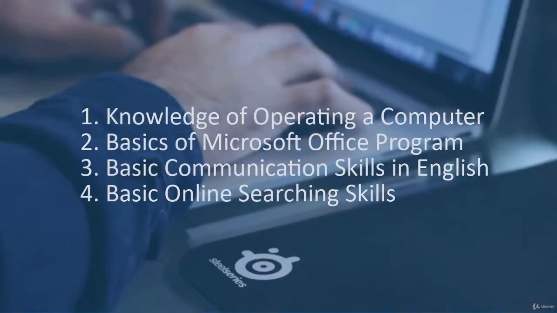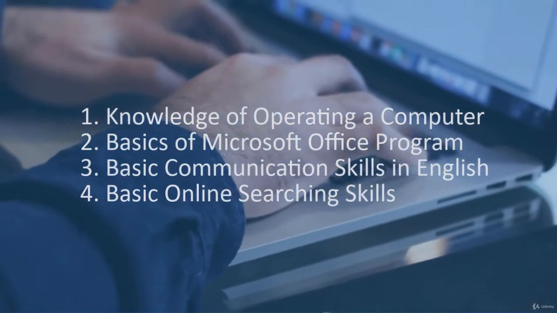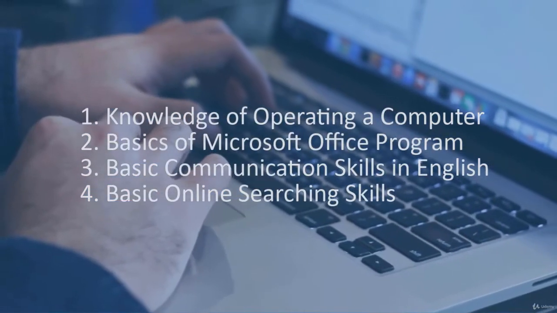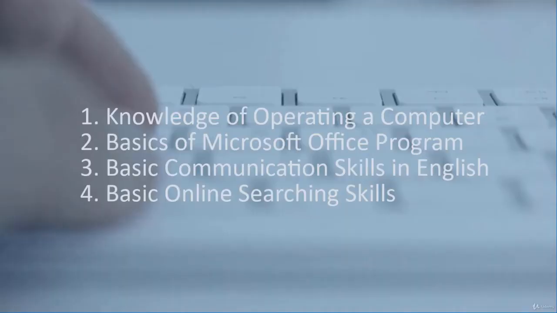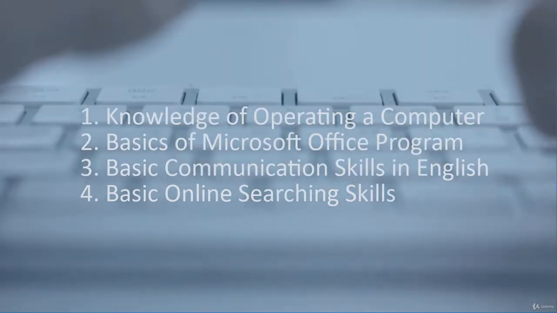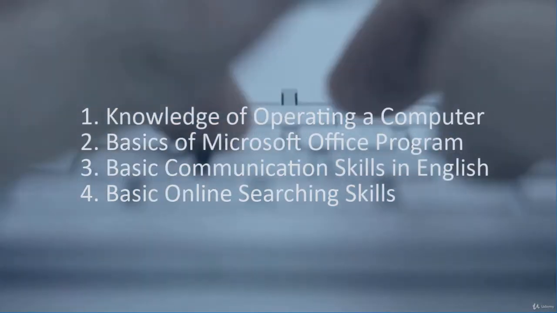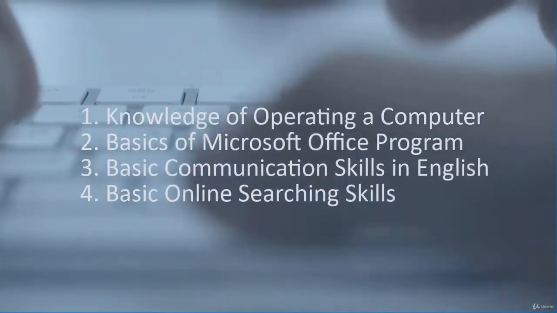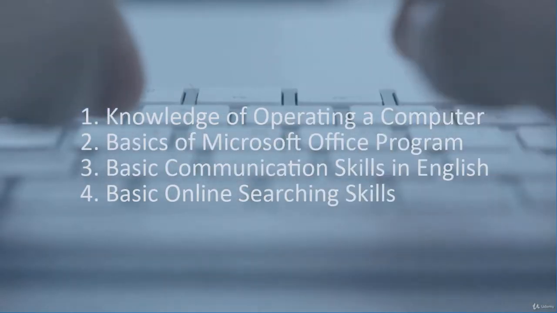The fourth requirement is having basic online searching skills. Your client could say, hey, I need a list of top restaurants in Atlanta with their name, website, location, and phone numbers. Then you have to find this information online, which is very easy. And if you need any help, please let me know by commenting below. I'd love to show you the full process as well.